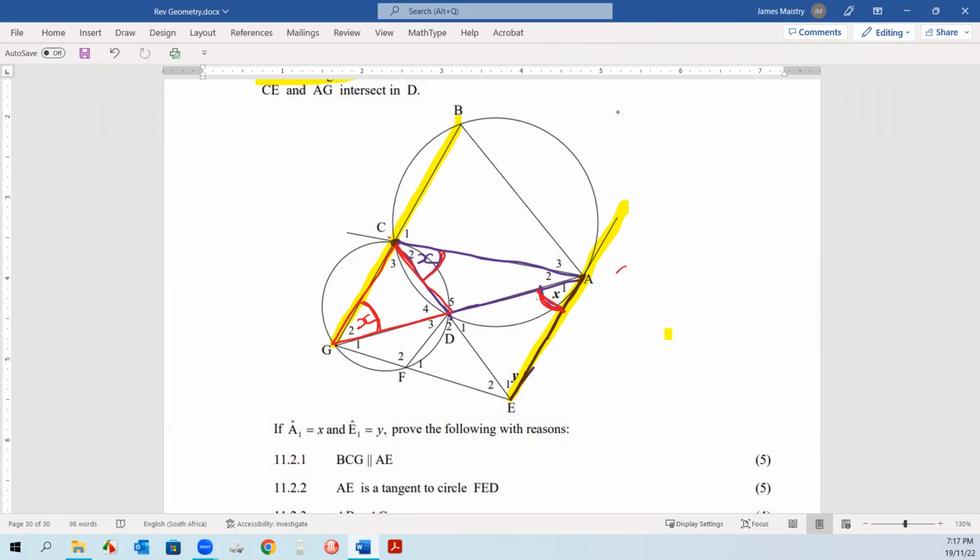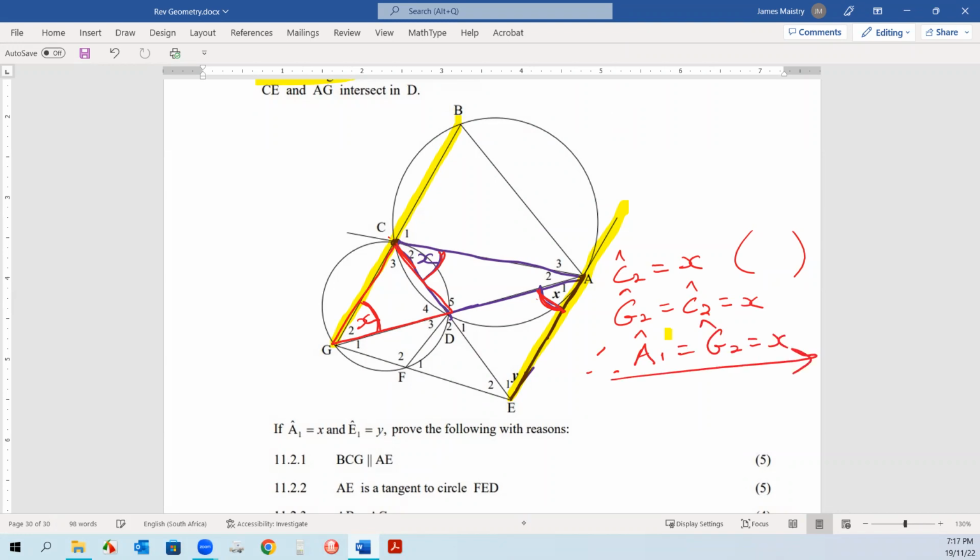So, opening statement. We're going to say C2 is equal to X, and you need a reason. So I'm not going to write it down, I'm going to tell you. That was tan chord. Or if you want to be a little more precise, you could have said C2 equal to A1, which is equal to X, tan chord. Then we're going to say G2 is equal to C2, which is equal to X. Once again, tan chord. Therefore, we're coming to a very important point. A1 is equal to G2, which is equal to X. That's a conclusion. Now, that's a very key statement.